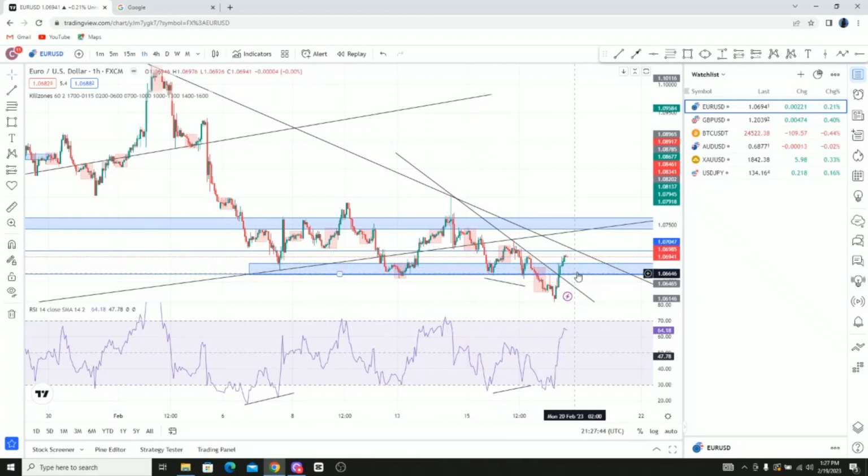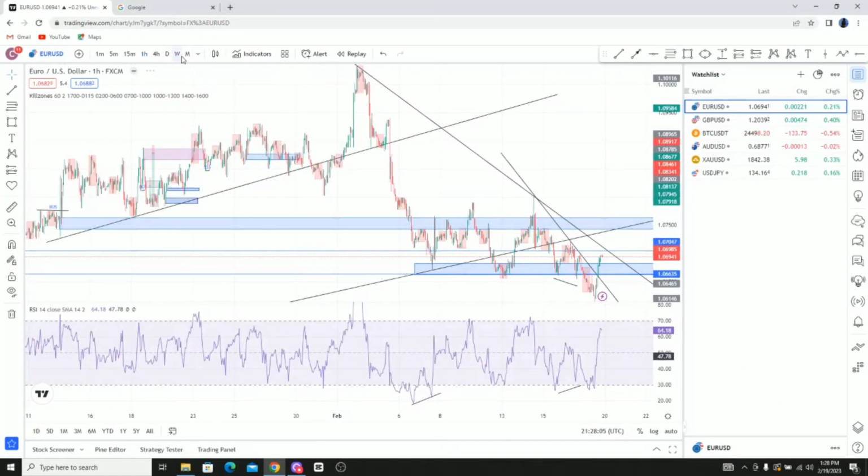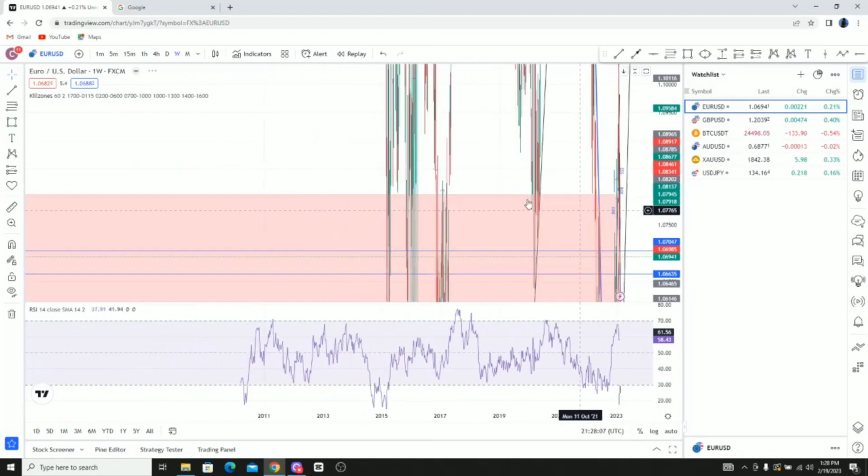Now it has broken this demand zone. I'm looking for a touch of this trend line to the downside, or a break of this trend line, and it will continue shooting up. Since I've been touching each other, if there is a break of this trend line, it might be going up to test this demand zone that is here. And you can see this demand zone is also crossing this trend line that is coming from, let's go to the daily. You see where this trend line is coming from.